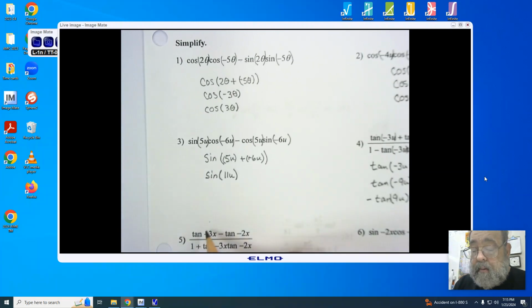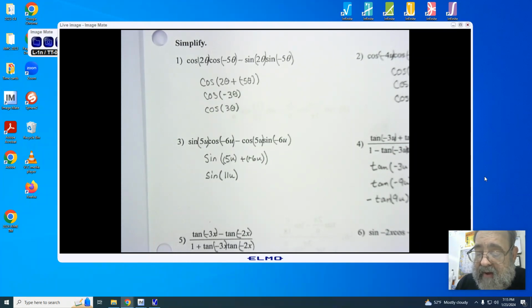The next one, tangent of negative 3x minus the tangent of negative 2x. I can clearly see that it is a difference of tangents. So the tangent of negative 3x minus negative 2x. The double negative applies, and when I add, I end up getting the tangent of negative x. Because tangent is an odd function, the negative comes out, and it is the negative tangent of x.